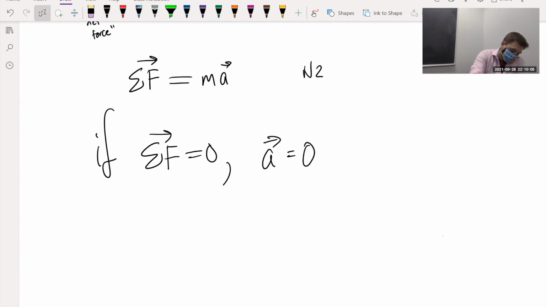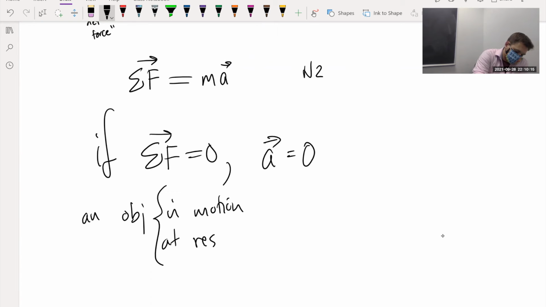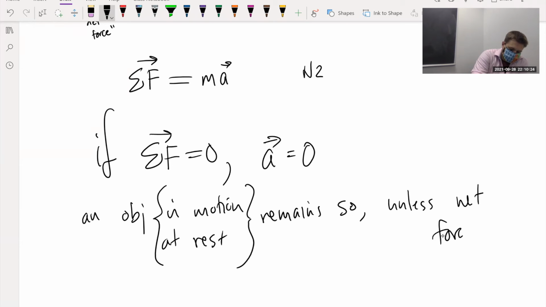What we say is the converse of the logic. Like, think about symbolic logic. An object in motion or at rest remains that way unless we do something to it, unless we interact with it, unless somebody pushes or pulls on it. An object at rest remains at rest. An object in motion remains in motion.